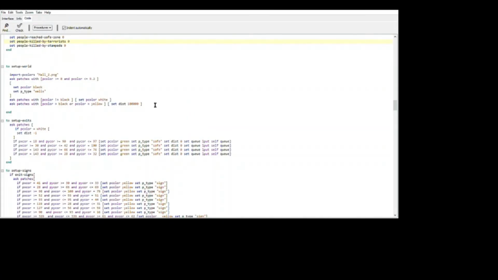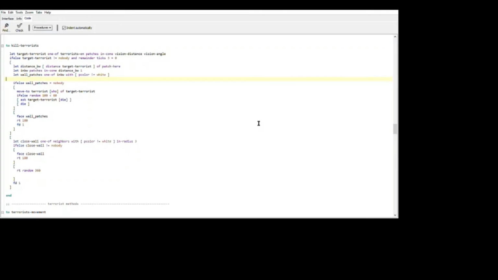Hello sir, my name is K. Sataraj Vinil, roll number 74. This is my individual contribution for ABMS and evaluation. The first function I wrote is setup world, which takes a mall layout and creates an environment accordingly using import p colors. The second function is setup exits, which creates the exits for the world created. The next function is kill terrorist, which is a rescuer's method.